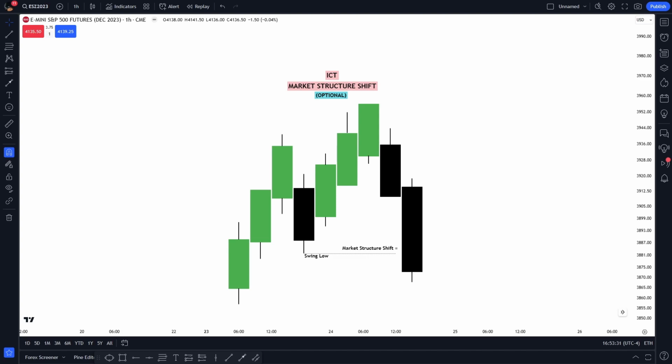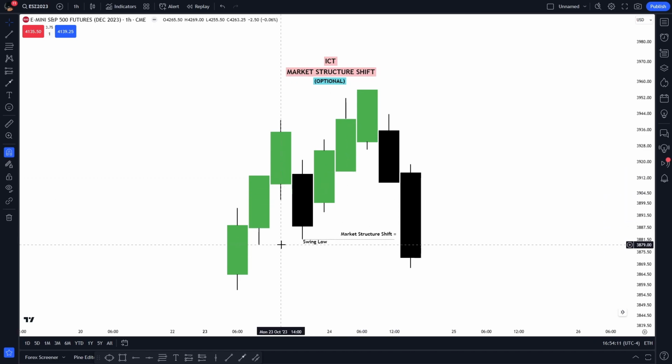Step number 3, look for a market structure shift to take place after the liquidity sweep has happened. So what is a market structure shift? A market structure shift is a candle closure below the most recent swing high or swing low. So if the candle that is in between two candles wicked higher than those two, we would classify that as a swing high. Same for the swing low. If the candle in the middle of two candles wicked lower than both of those two, we would classify that as a swing low.